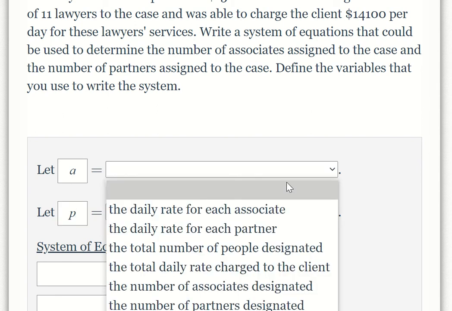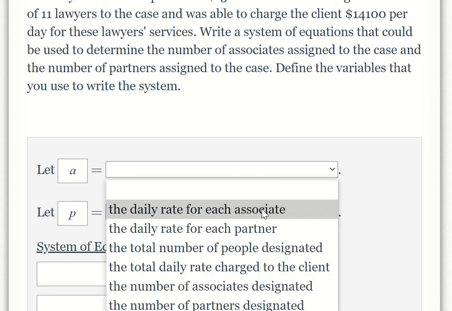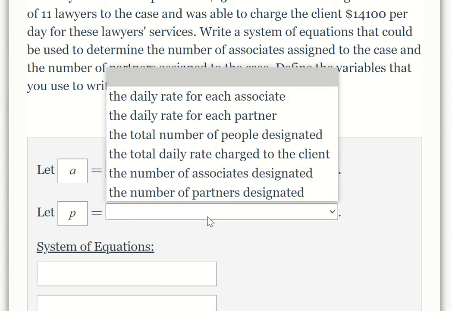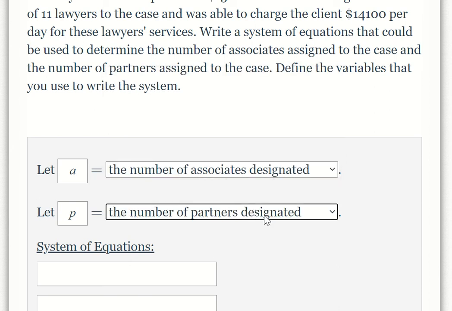And I have options here. It is not the daily rate, not that. I want it to be the number of associates designated. Yes, so A is the number of associates that are working on the case, and P is the number of partners that are designated to work on the case.